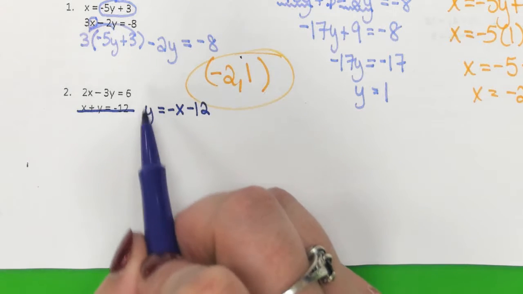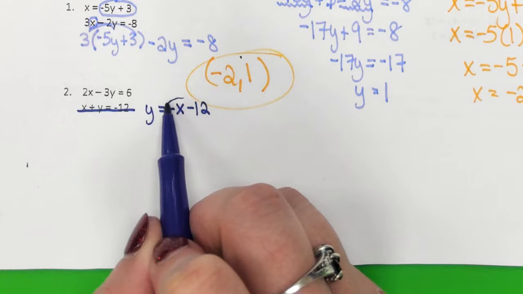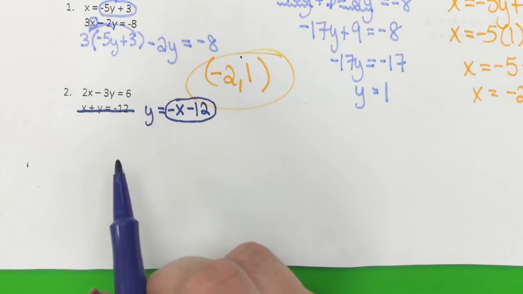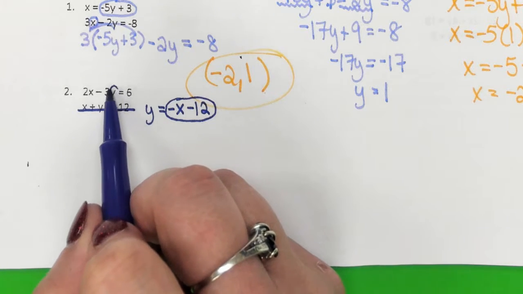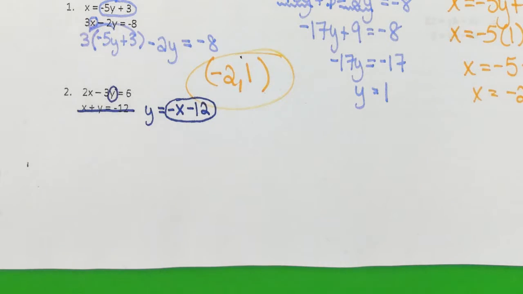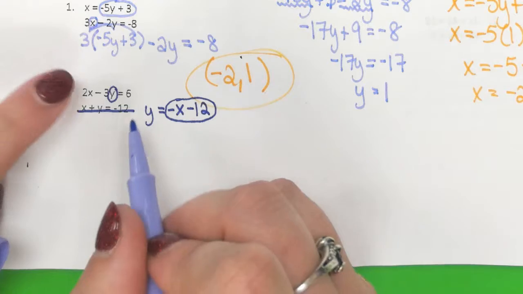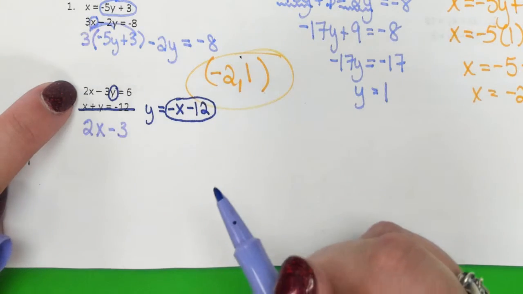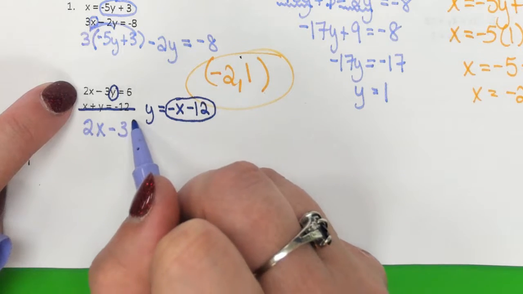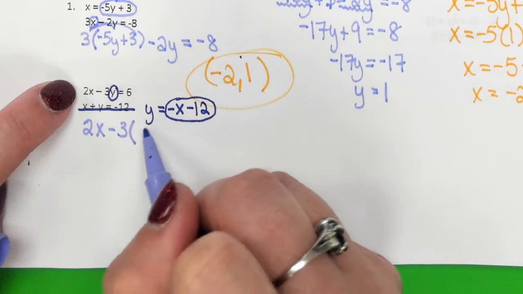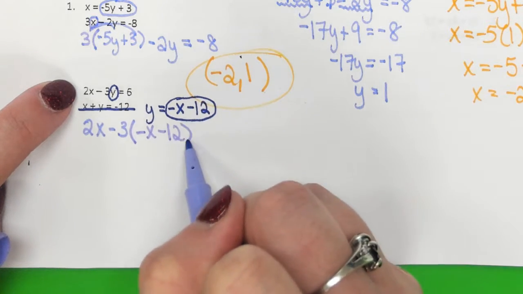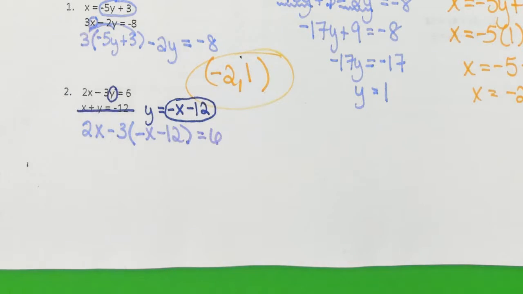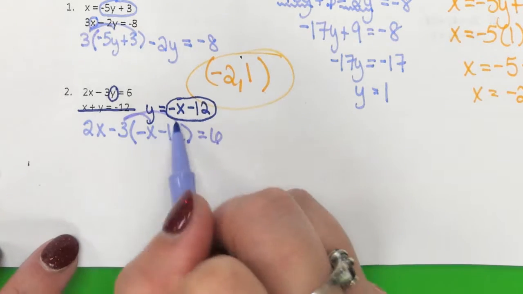So instead of Y, what can we plug in? Do you see a Y somewhere in that other equation? Right there next to negative 3, right? All right, here we go. So let's read that equation. That equation says 2x minus 3, but I won't put y. I'll put what y equals, negative x minus 12, and then equals 6. All right, distribute that bad boy.